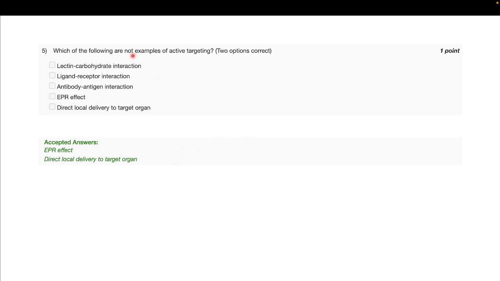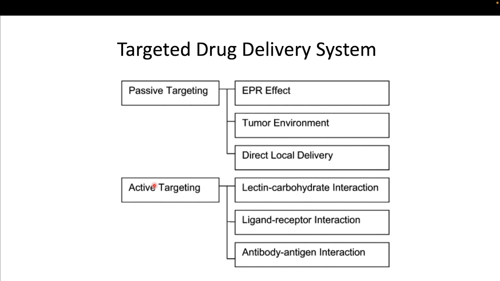So active targeting comes when you take help of some interactions like lectin carbohydrate or ligand receptor or antibody antigen. Your EPR effect and direct local delivery to target organ could be directly delivering particles to the lung or intra-articular delivery, wherein you deliver your drug delivery particles directly into the joints. So both of these are passive targeting. You can read more about it in this slide. I'll move towards the next question.